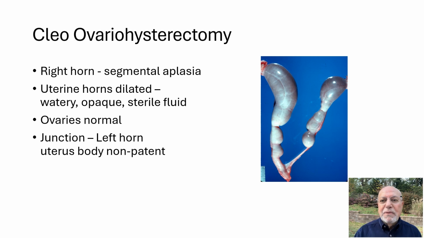Now look at the unfortunate situation of the left horn. Well, the junction between the left horn and the body of the uterus was non-patent. It was not open. It was closed for some reason. So really, the left horn is closed and the right horn has segmental aplasia. So really, sperm cannot go anywhere.